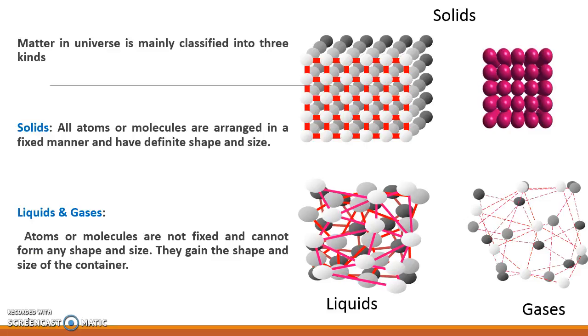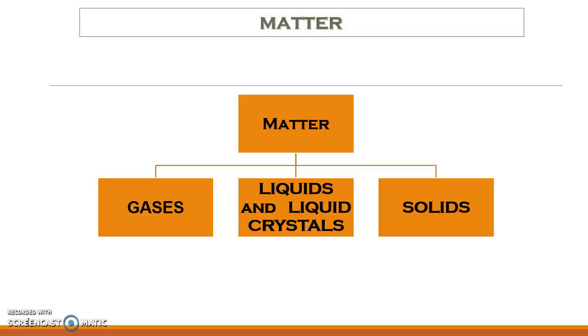Now, we can say matter in the universe is mainly classified into three kinds, that is solids, liquids, and gases. In solids, all atoms or molecules are arranged in a fixed manner and have definite shape and size. For liquids and gases, atoms or molecules are not fixed and cannot form any shape and size. They gain the shape and size of the container.